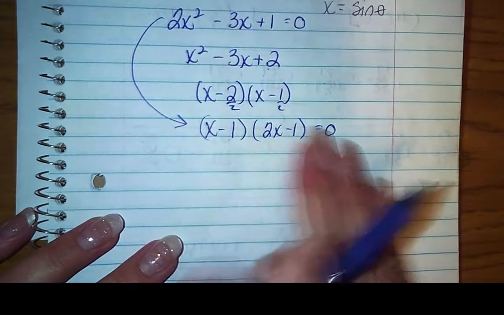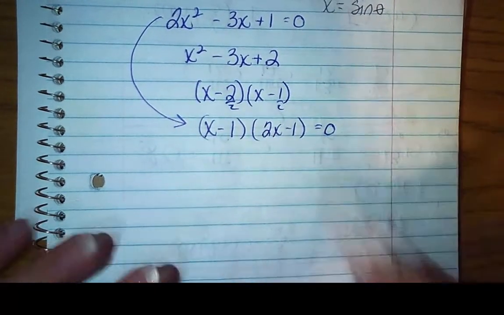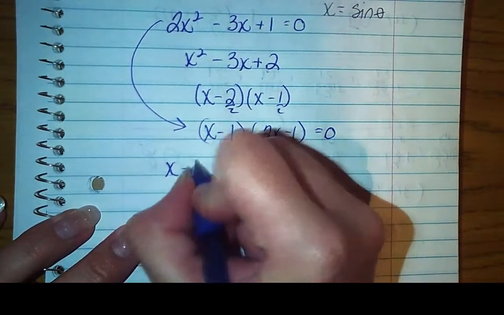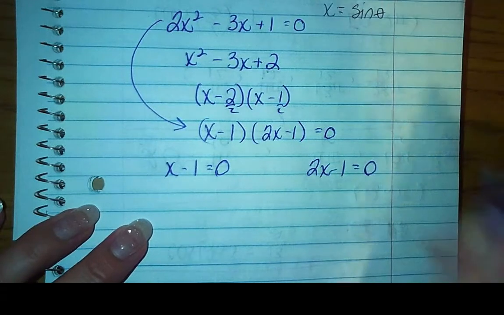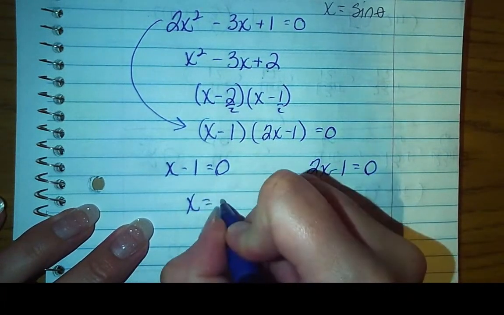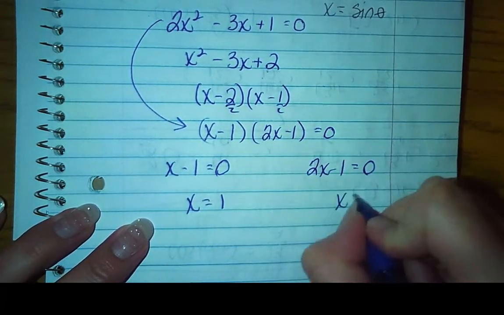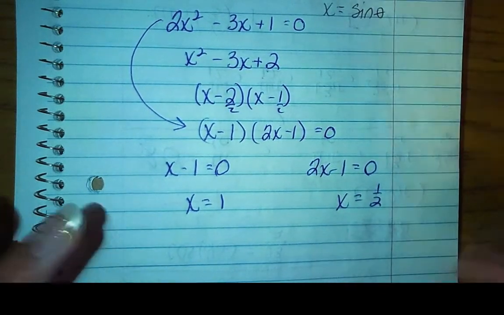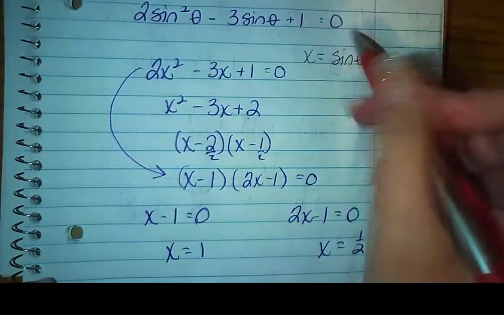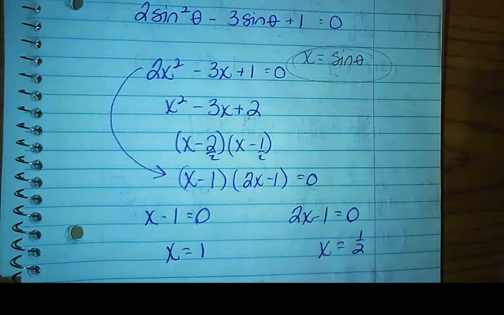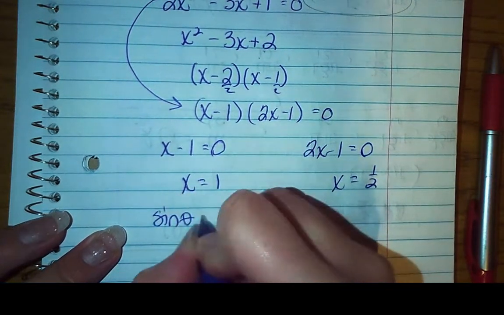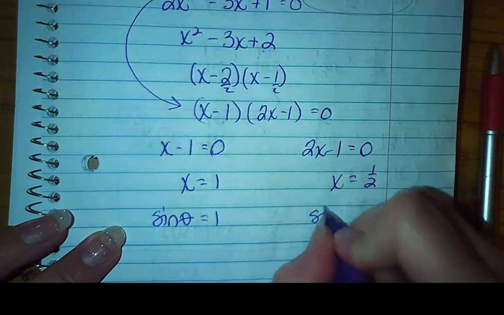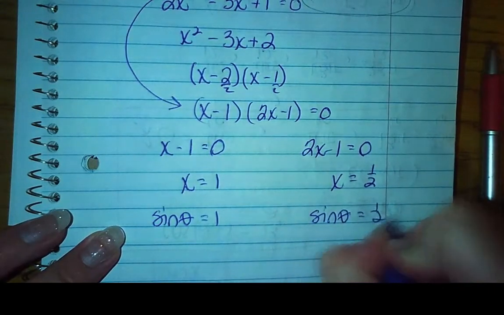So I'm going to take each one, because this chunk times this chunk is 0. Each chunk needs to get set equal to 0, and then solve. So x equals 1 or x equals 1/2. So that's all the algebra behind it, but remember, we substituted in and we said that x needs to be sine theta. So instead of x, I'm going to say sine theta equals 1 or sine theta equals 1/2.